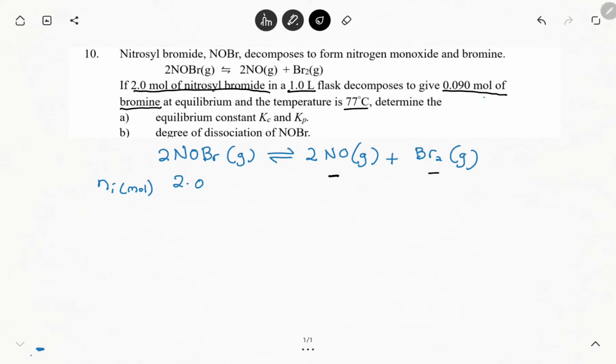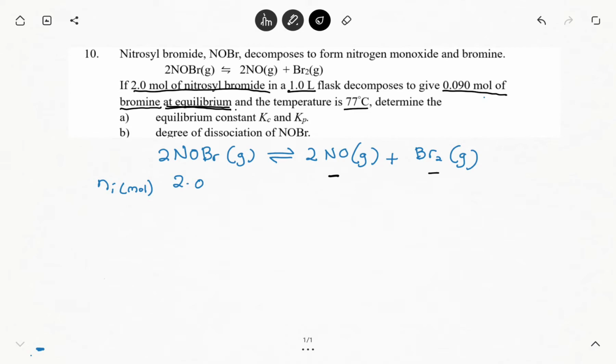The first one is the number of mole of NOBr, which is the number of mole of reactant at initial. Okay, you need to identify whether the number of mole given is initial or at equilibrium. In this case, the number of mole of reactant given is mole initial, and the number of mole of the product, which is Br2, is at equilibrium. So in order to calculate the Kc, we need the concentration of all species at equilibrium.